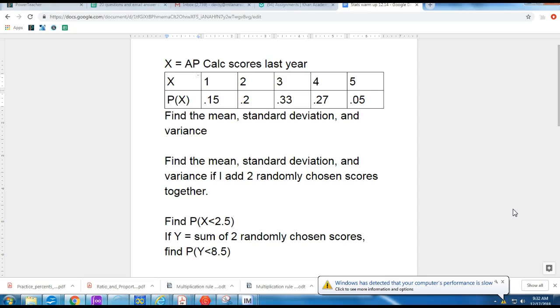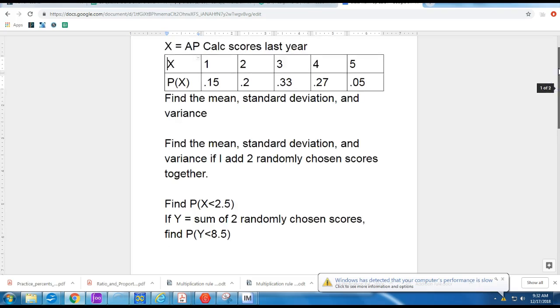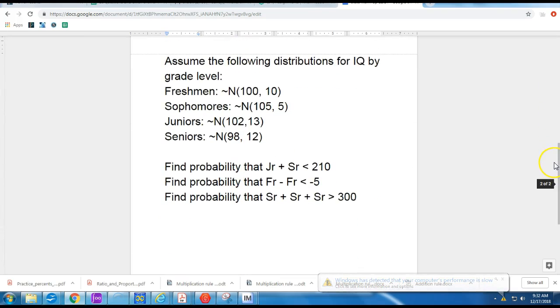So there's one more. That's reviewing the discrete stuff. This is reviewing more of the normal stuff. I'll give you a couple minutes on those, and then we'll go through those, and then we'll get to the new material.